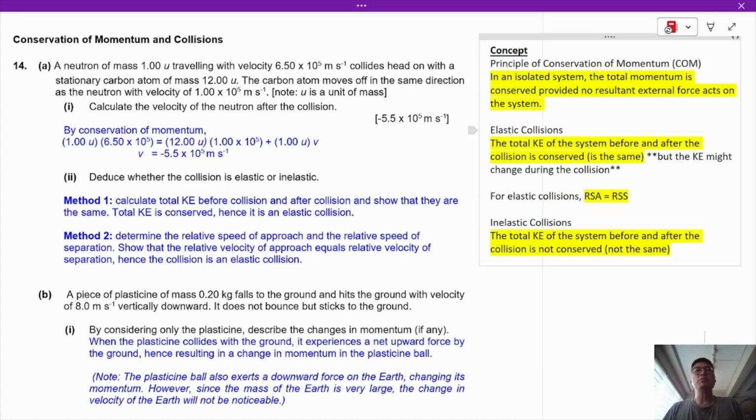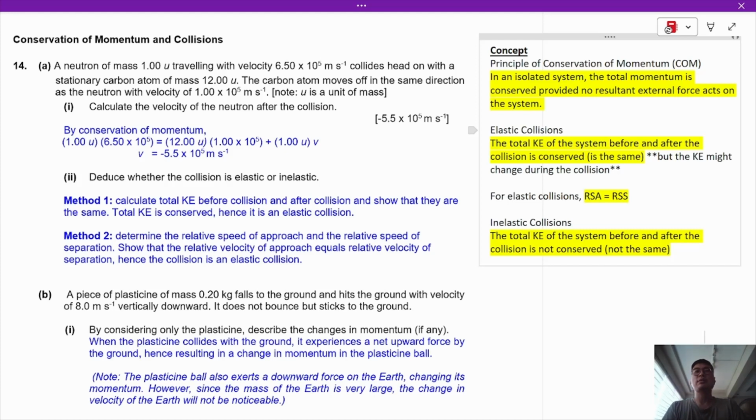Now, conservation of momentum is also usually paired with two types of collisions. The first type of collision is called an elastic collision. In elastic collisions, the total KE of the system, all objects inside, before the collision is the same as the total KE after the collision, meaning that no energy is lost or converted into sound, heat, or light during the collision. Note that for elastic collisions, the relative speed of approach is equal to the relative speed of separation. Now for inelastic collisions, the total KE of the system before and after the collision is not the same.